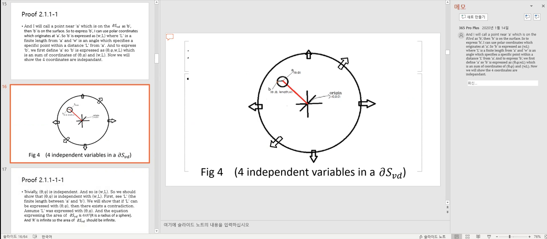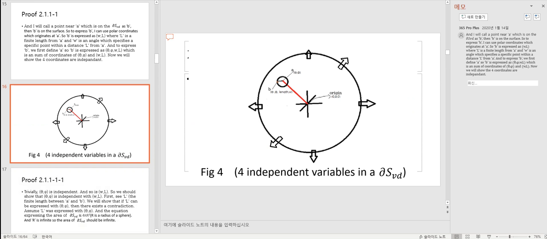I will call a point near A, which is on the DS3D, B, and B is on the surface. To express B, I can use polar coordinates which originate at A, so B is expressed as (omega, L), where L is a finite length from A, and omega is an angle which specifies a specific point within distance L from A. To express B, we first define A. So B is expressed as (theta, psi, omega, L), which is a sum of the coordinates (theta, phi) and (omega, L).